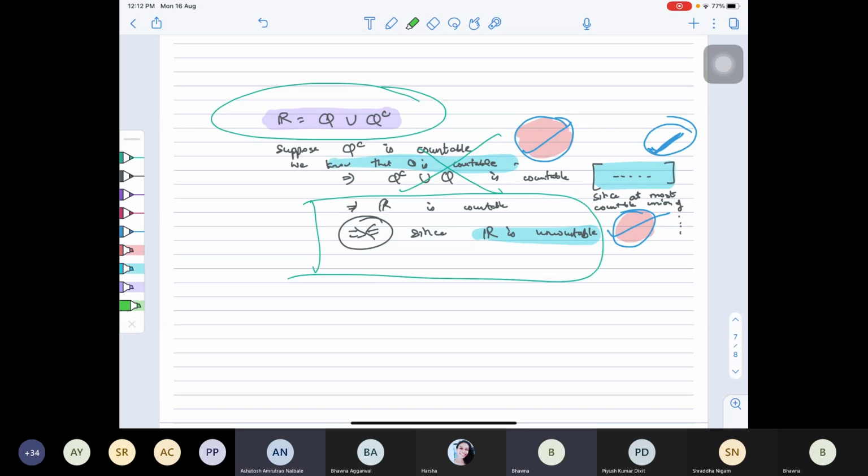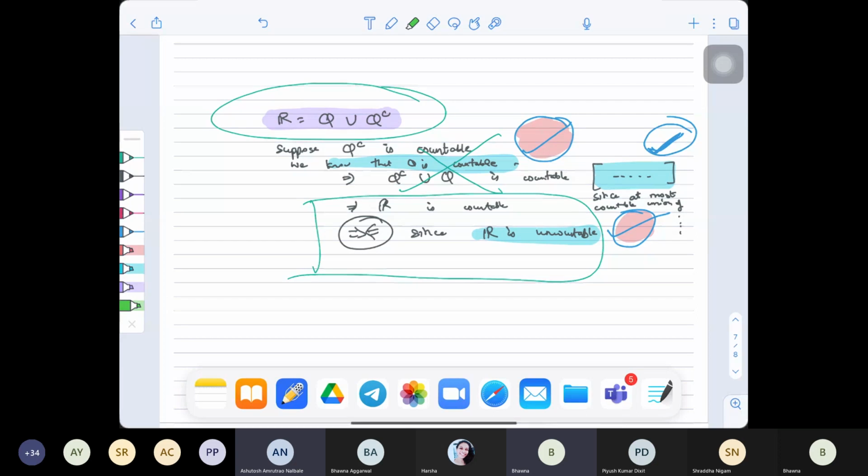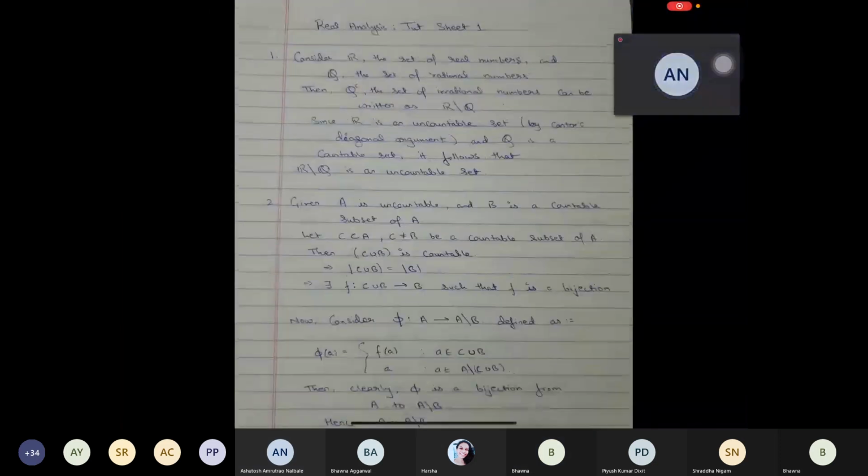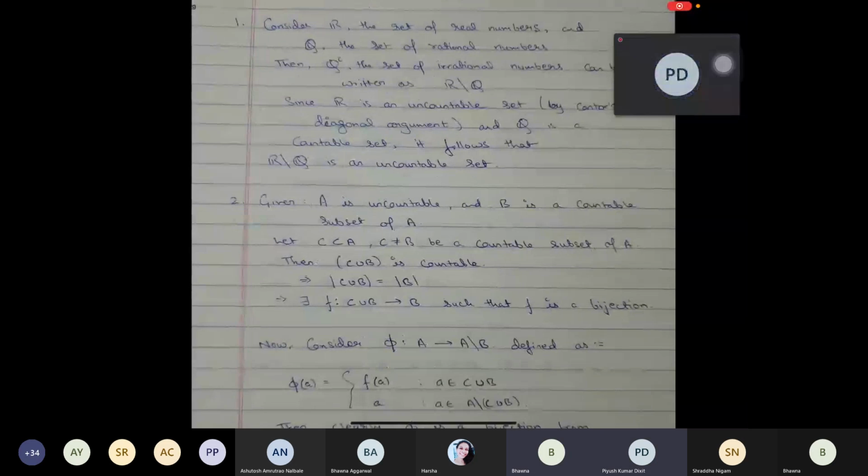Independently means not using Q, not using any theorems such as a countable union, this or this. Have you tried that one yourself?